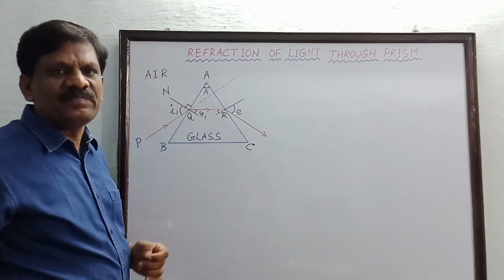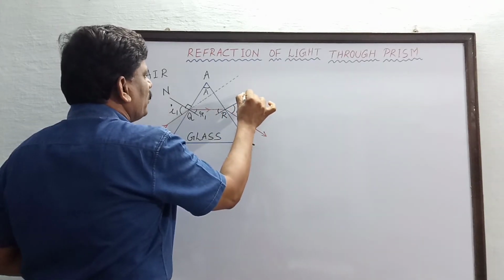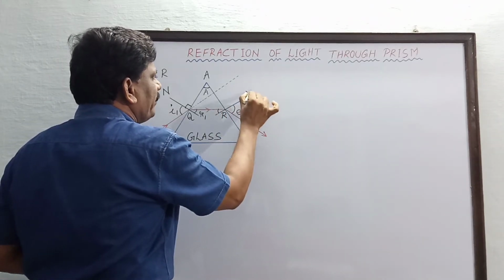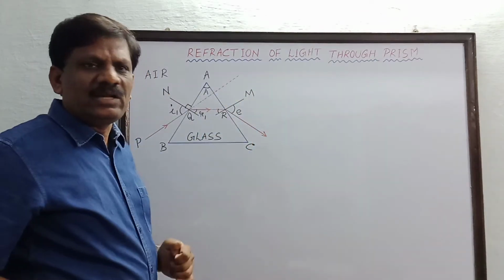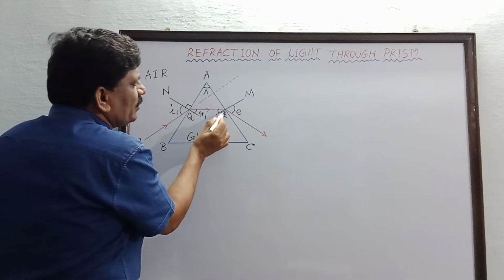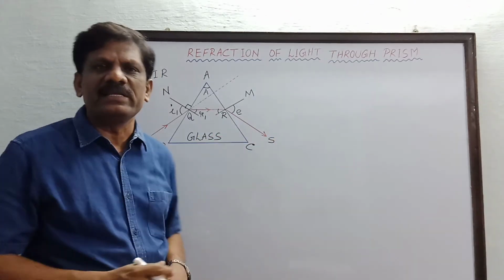So this is the final angle of emergence. I will take E. E is the angle of emergence. So this is another normal I will take. I will call it M. So here N is the normal, here M is the normal. Now the ray is bending away from the normal and it travels along the direction RS.